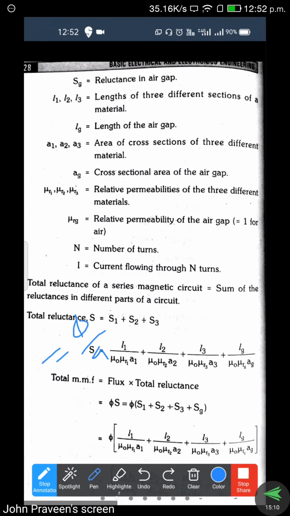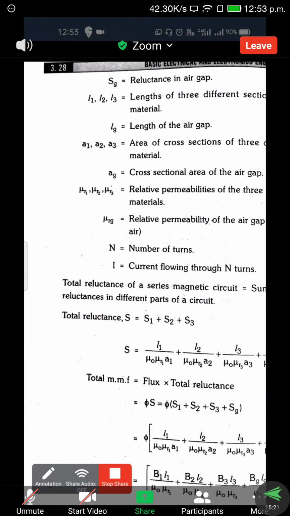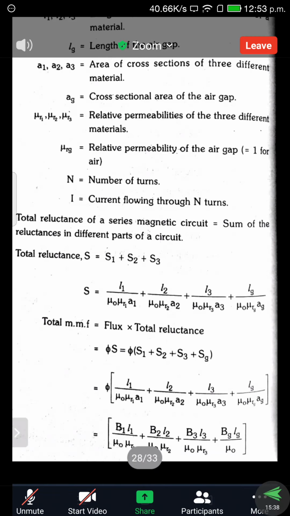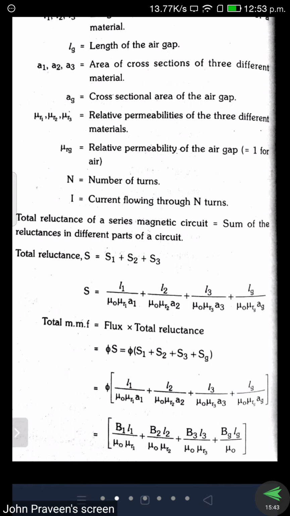pi by A1 into L1 by mu naught into mu R. This type of formula can be applied here. Then the equation becomes pi by A1 into L1 by mu naught into mu R1 plus pi by A2 L2 by mu naught into mu R2. Similarly, pi by A3 into L3 by mu naught into mu R3 plus pi by AG into LG by mu naught into mu RG into AG. So that is the next step.